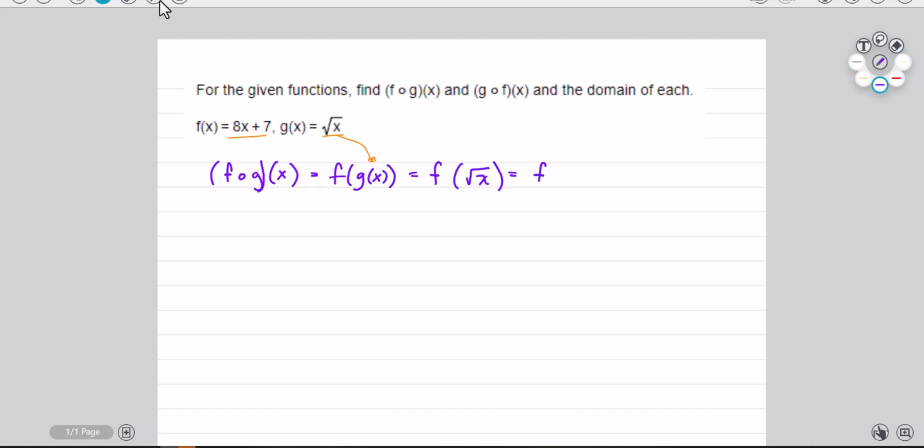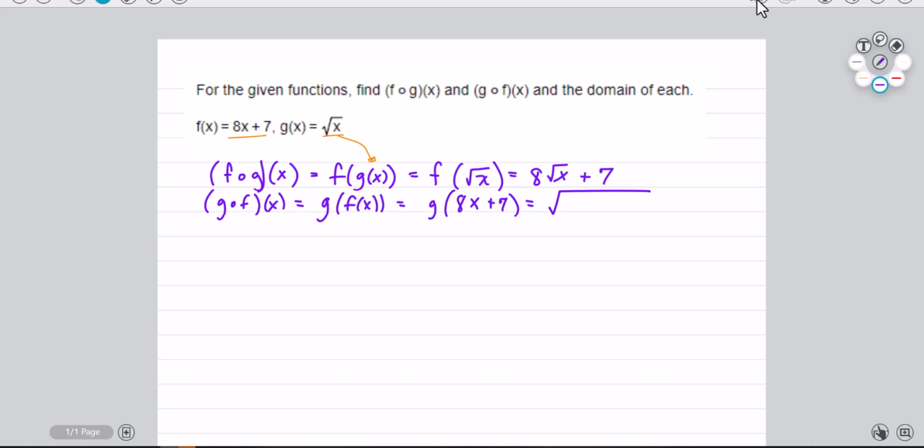where I see x, I simply plug in the square root. So that's pretty easy for that one. Then g of f of x, once again, g of f of x equals g, what is f of x? 8x plus 7. And I plug that into my g, my square root.